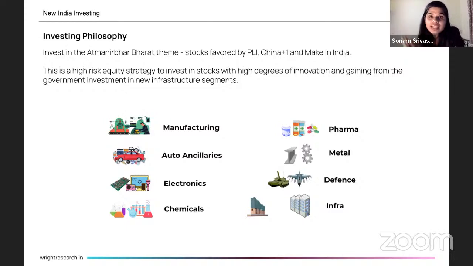Right now that the year is ending, those projects are getting cleared, and those stocks are picking up pace. So this portfolio tries to take advantage of that. And again, this is all quantitative. This is all driven by data.